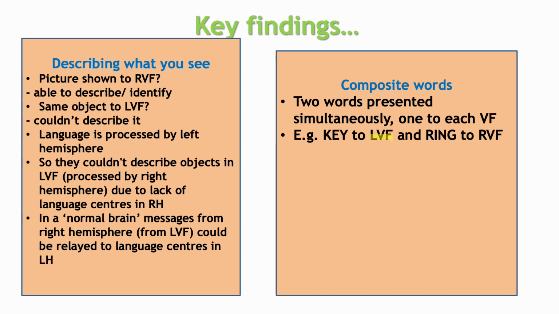Ring, much more straightforward, right visual field, left hemisphere, language centres, the word ring. Once they've drawn the word key and they can see that in front of them without it being manipulated to either visual field, they see the word key, they've said the word ring, and they put it together, key ring.